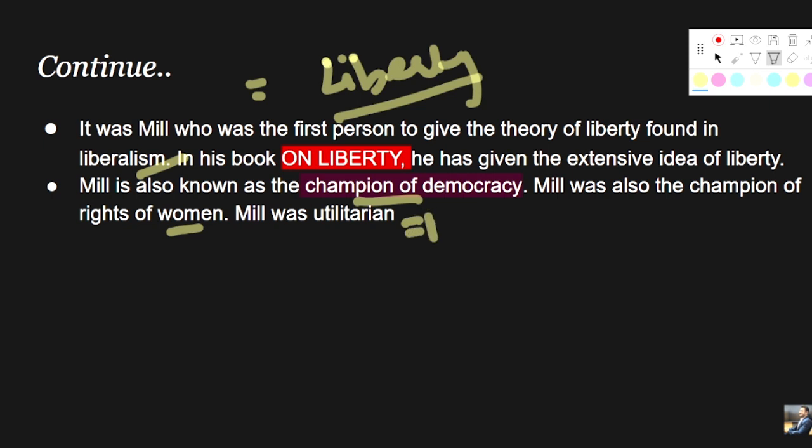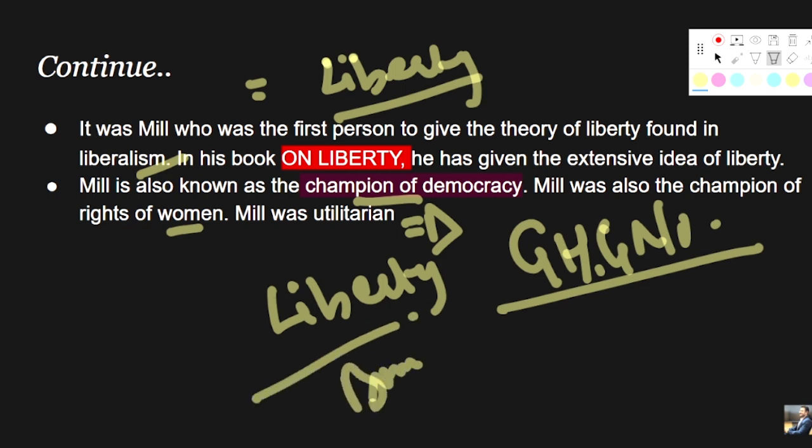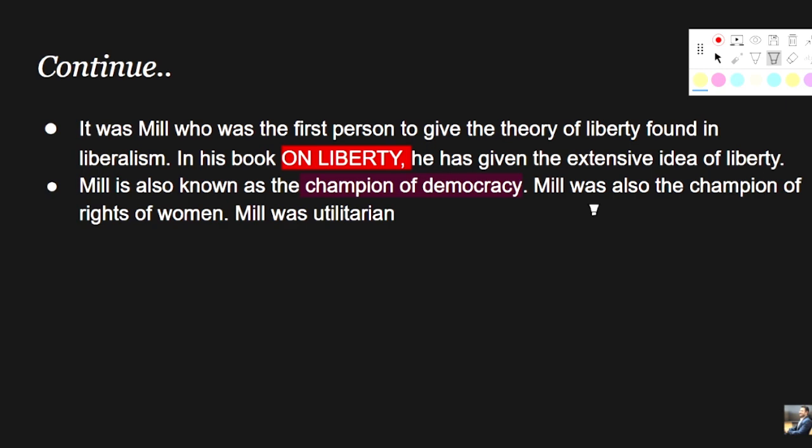Why utilitarian? Because utilitarianism propounds the idea of the greatest happiness of what? Greatest number, greatest happiness of the greatest number. And because of his idea on liberty, which frees the individual from the foundations of society, he supports the idea of utilitarianism, that is, the greatest happiness of the greatest number. That is why he is known as the champion of democracy, the champion of the rights of women, and a great propounder of utilitarianism, right? So this is how the life of Mill looks, against Locke.